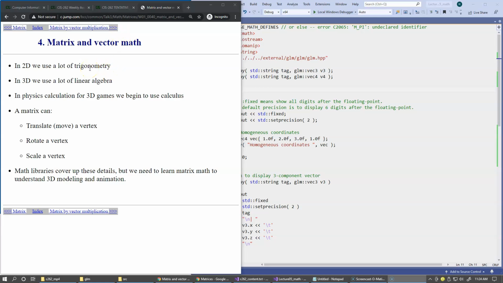Trigonometry works very well in a single plane or 2D space. In 3D space, we need more linear algebra, and it involves computations with matrices and vectors. In physics, for example, when we try to design the physics engine for a 3D game, we start using more calculus. A matrix can move a vertex, technically speaking, translate a vertex in space. It can rotate vertices, and it can also scale a vertex.